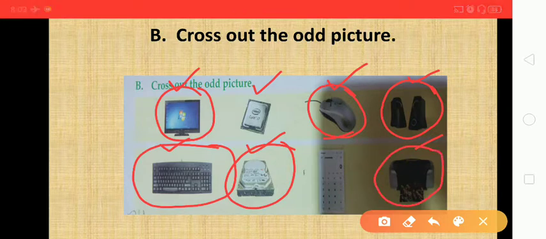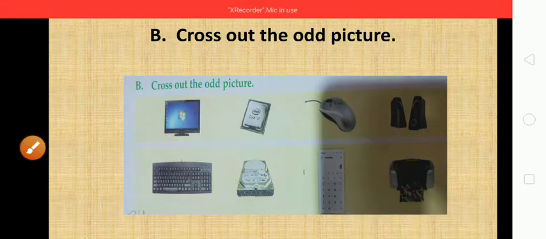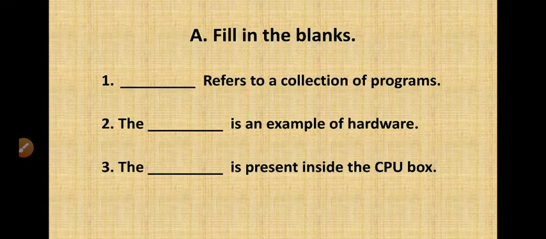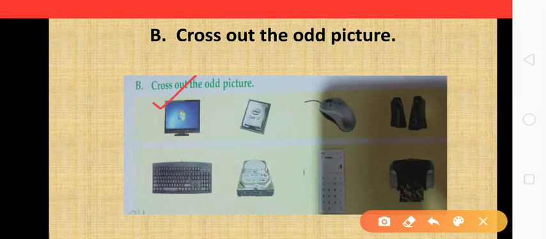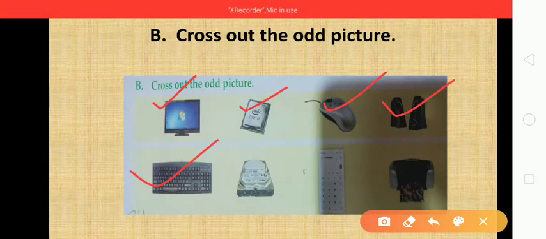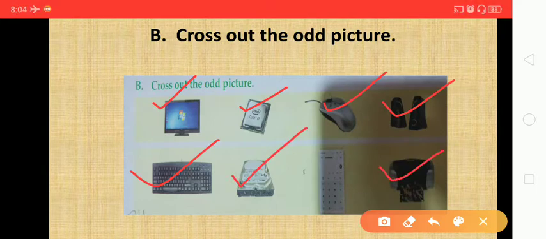Clear? We cannot say about this. Okay, first, we need to find out on the basis of hardware and software. This is hardware, this is also hardware, this is also hardware, this is also hardware, also hardware, this is hardware, and this is also hardware.